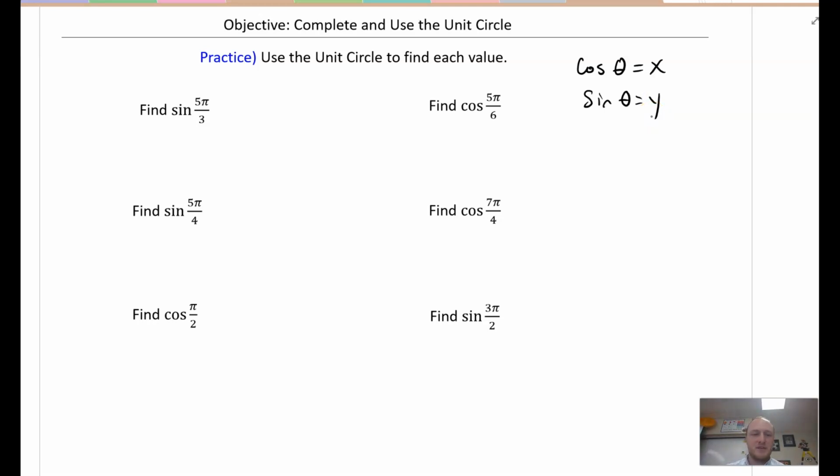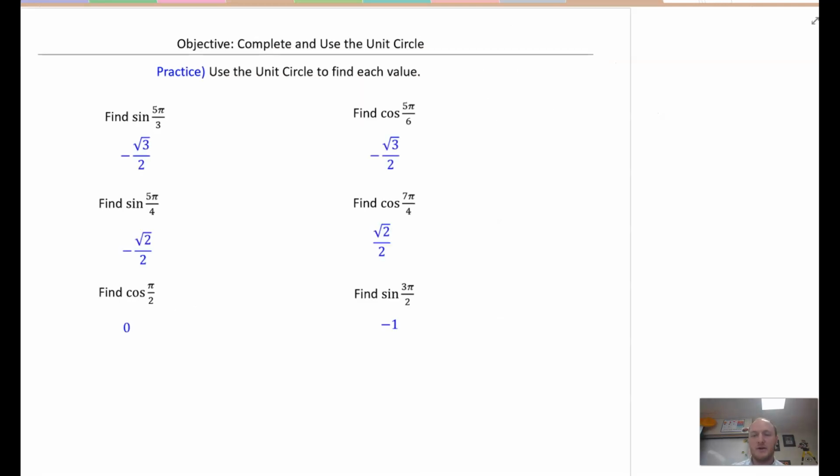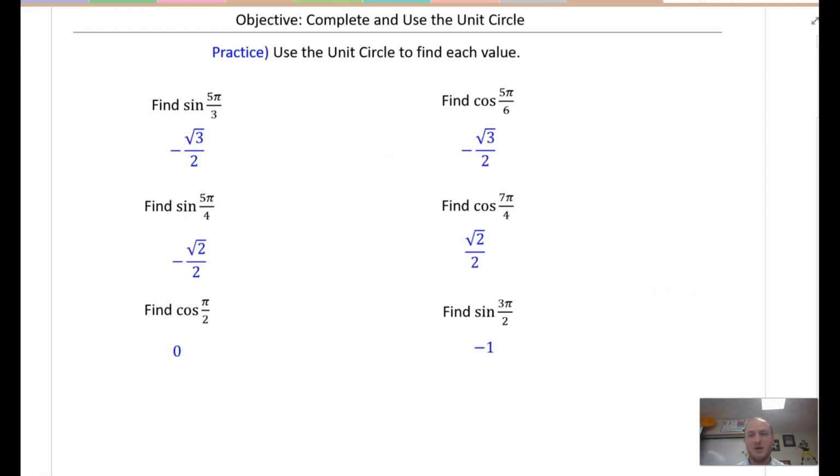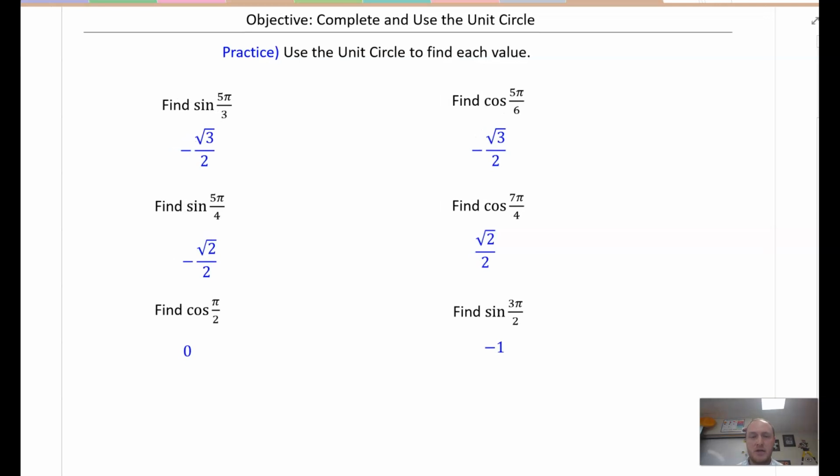All right. Okay, so hopefully you paused the video and tried these. Here are the solutions. Did you get them? And remember, you have to remember your sign values. X's are positive in quadrants 1 and 4, so negative in 2 and 3.